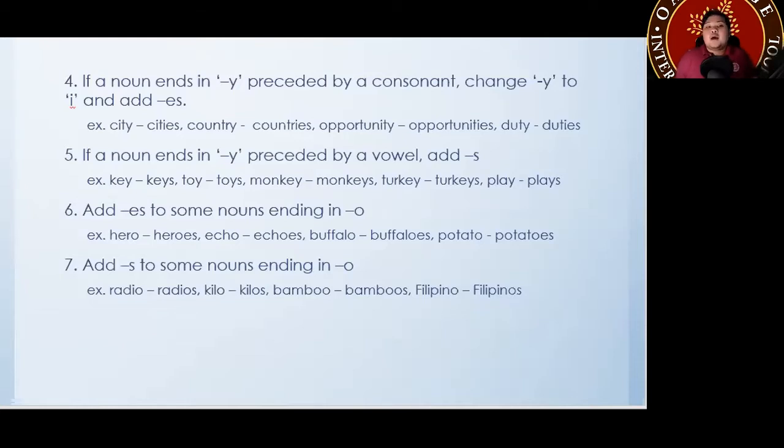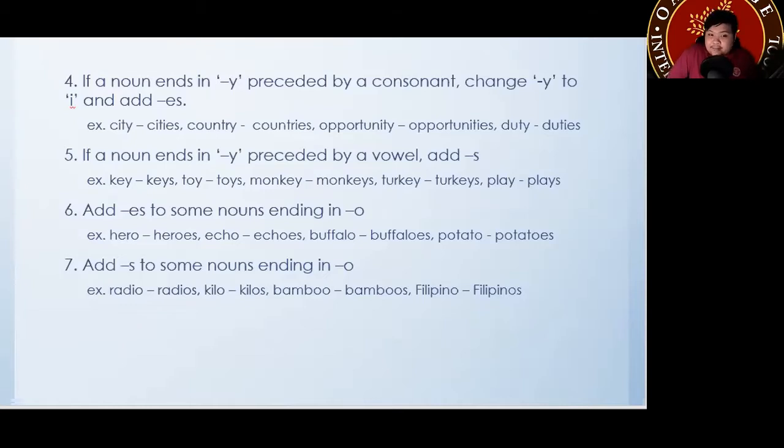Six. When it ends in o, you add es for some nouns. So some nouns, when they end in o, add es. Example: hero, heroes; echo, echoes; buffalo, buffaloes; potato, potatoes. They are added with an es.